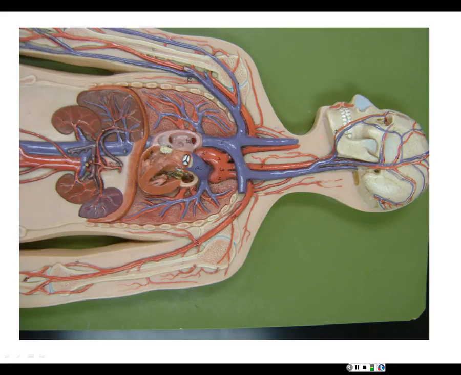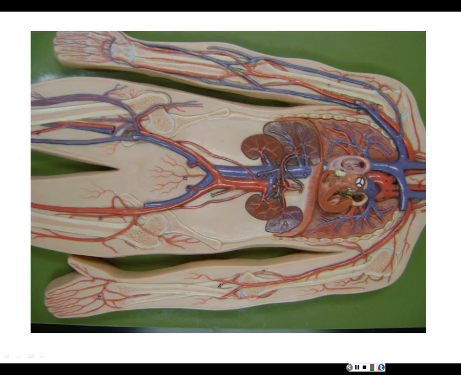So if we start at the heart, you need to recognize that you can see all four chambers and all four valves. You have the right, just clicked out of the wrong picture.